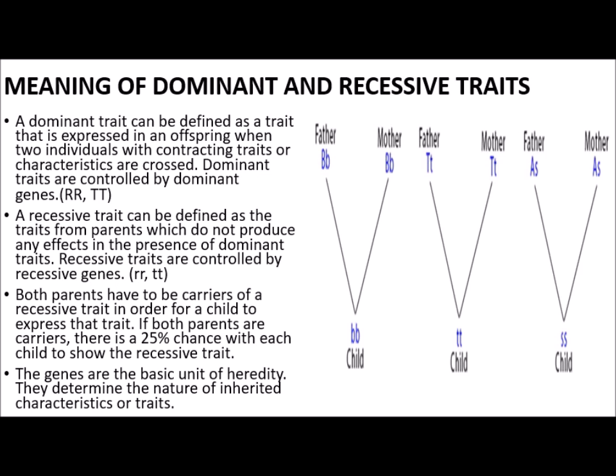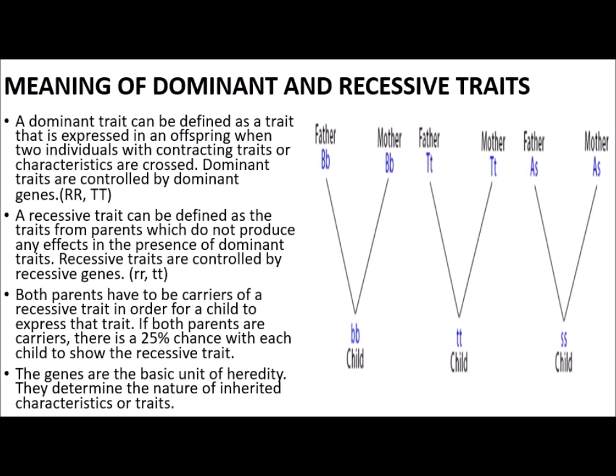They determine the nature of inherited characteristics of traits. If you look at the diagram we are seeing there, where the father and the mother were carriers for, let's say the capital B is for black and the small b is for brown. They were carriers for brown color. When they crossbreed, they produced a child that had brown, that is small bb, as you are seeing there.